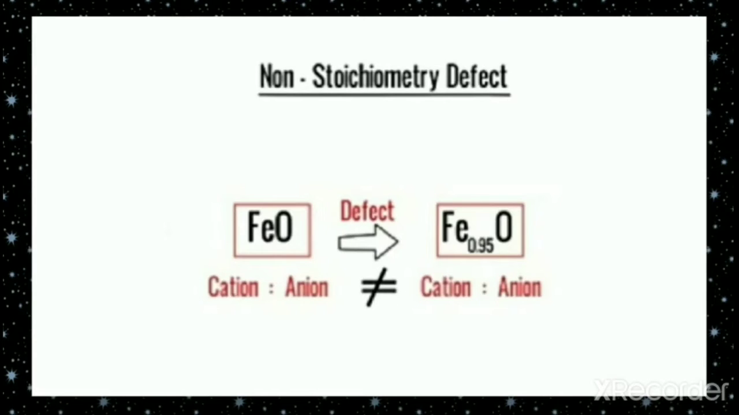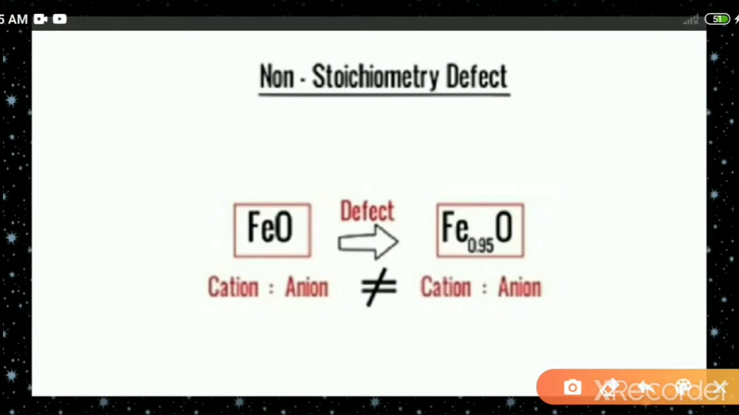As in the stoichiometric defect, it does not affect the ratio. It does not affect the stoichiometry. But in non-stoichiometric defect, compounds in which the ratio of positive and negative ions present differs from that of the ideal chemical formula are called non-stoichiometric defects. That means if it disturbs the stoichiometry of the compound, then it is called a non-stoichiometric defect.